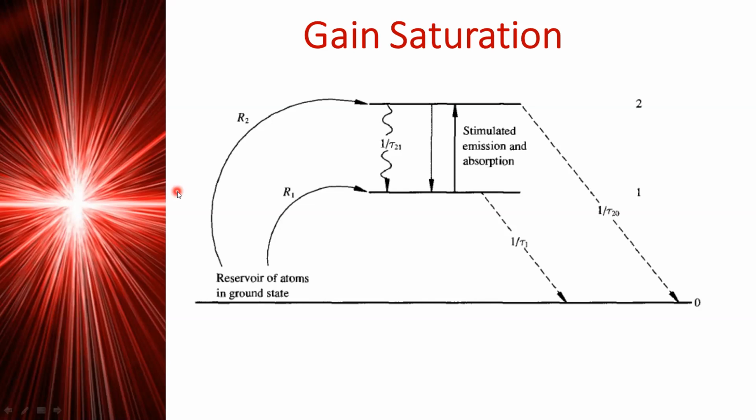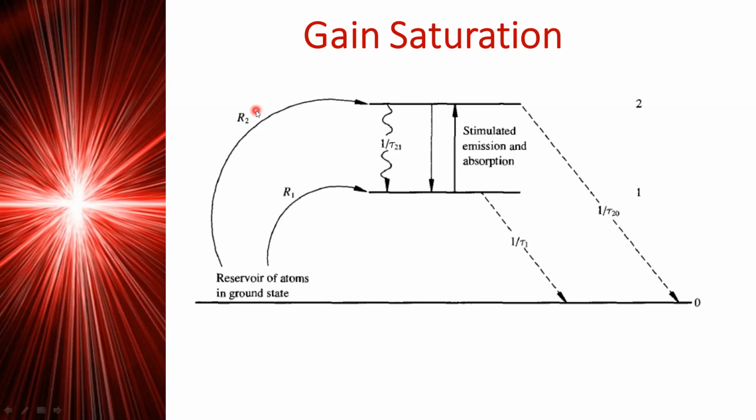So this input intensity will act to pump electrons from the energy level 0 to the energy level number 1, and from the energy level 0 to the energy level number 2. We have what's called a pumping rate, where we can call it R1 and R2.